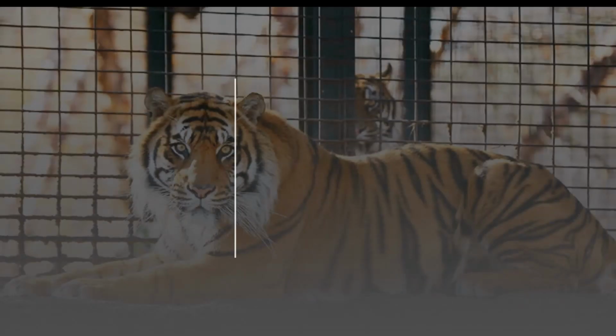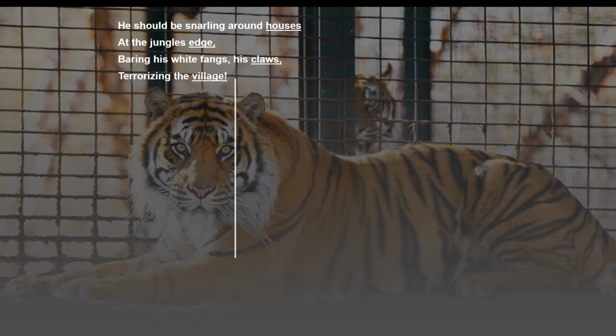Let us look at the rhyme scheme used in stanza 3. Looking at the last words of each line, houses, edge, claws, and village. So stanza 3 also follows the same rhyme scheme which has been followed in stanzas 1 and 2, which is A, B, C, B. Houses, edge, claws, village. Edge and village rhyme with each other, so both take on the alphabet B. It goes the same way in stanza 4.